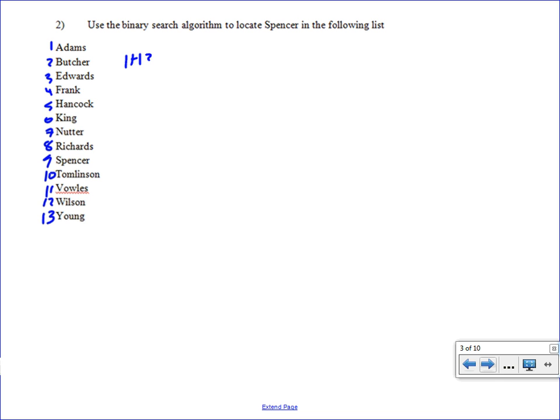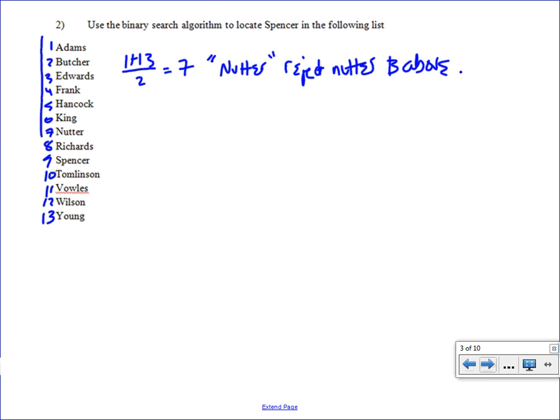So 1 add 13 divided by 2 is 7, which is Nutter. We're looking for Spencer, so we reject Nutter and above. So that's all of these now rejected. So the sublist is now 8 add 13 over 2, which is complicated.